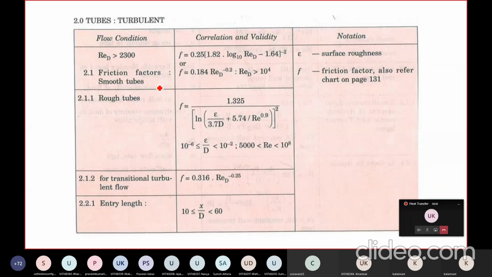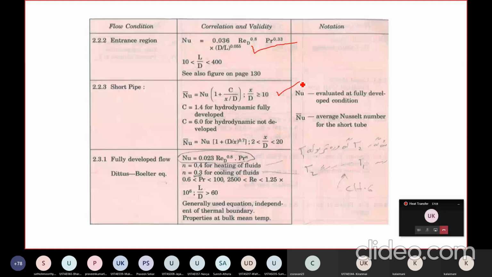If it is a smooth pipe, we can use this formula to find the friction factor. If they ask for the friction factor of rough pipes, we use these conditions. Then this one is for the entering region. If it is turbulent flow at the entering region, we can use this formula to find your Nusselt number. If it is a short pipe, then we can use this Nusselt number.